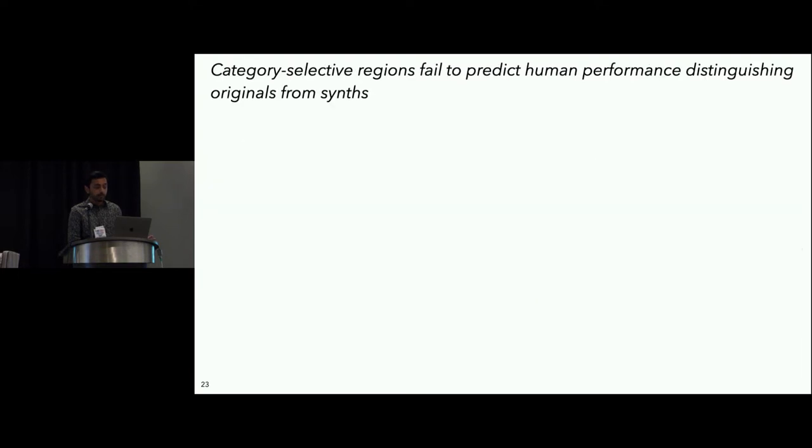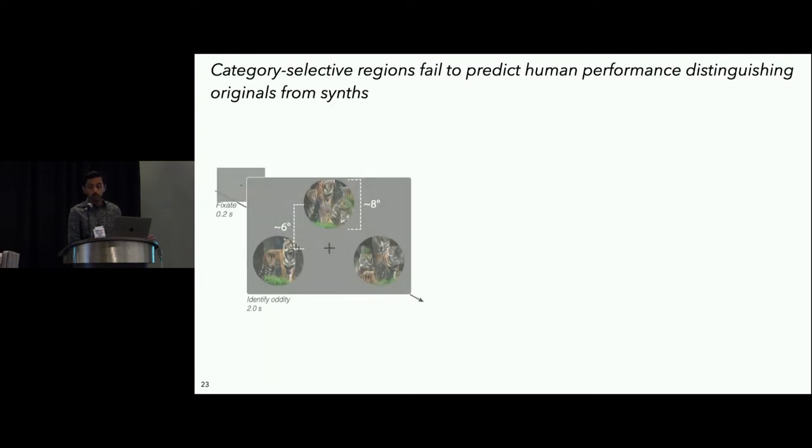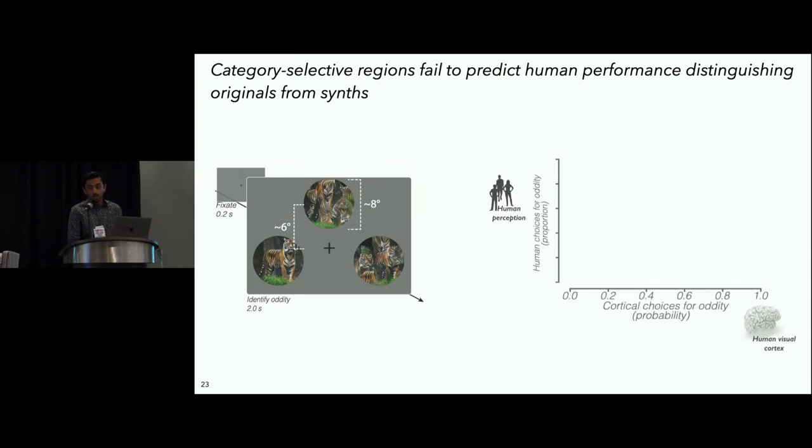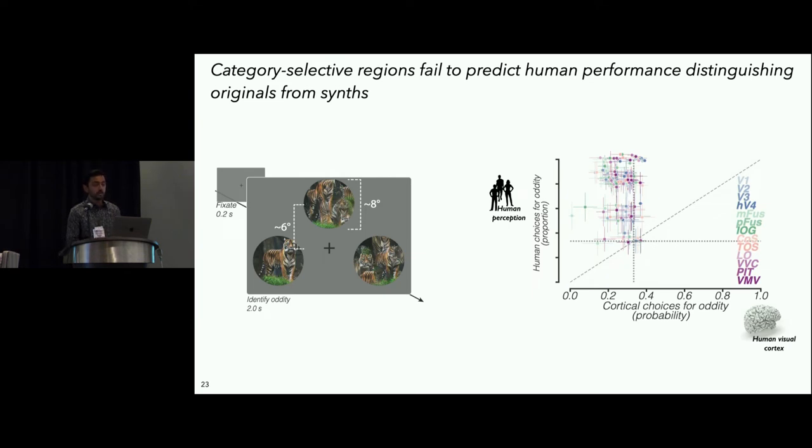Okay, so what did we find for our task where subjects compared real objects to synthesized scrambled images? Okay. So to our great surprise, we found that the representations in visual cortex were far worse than human behavior at picking out the real object image from amongst scrambled synthesized images. And in fact, in most visual areas, the visual cortical response was no better than chance at identifying the original image amongst scrambled synthesized images containing complex visual features.